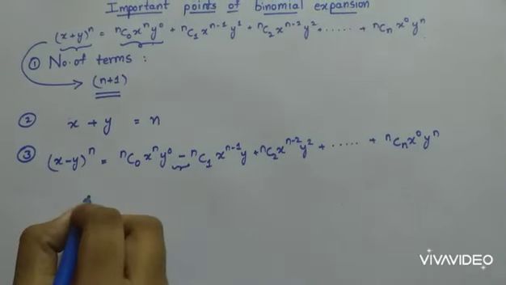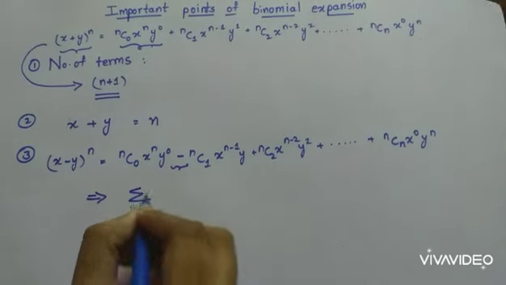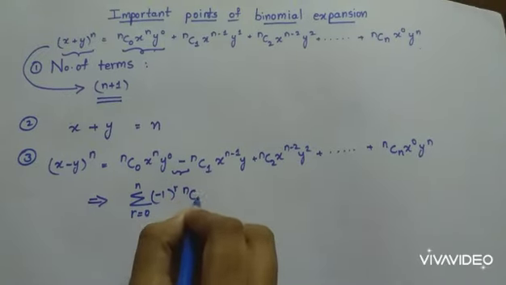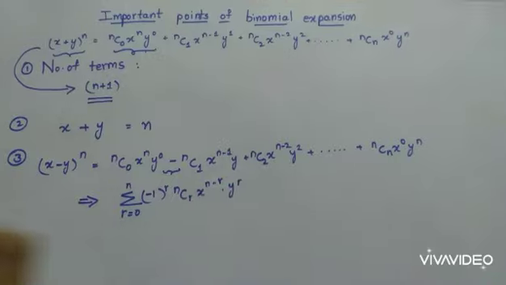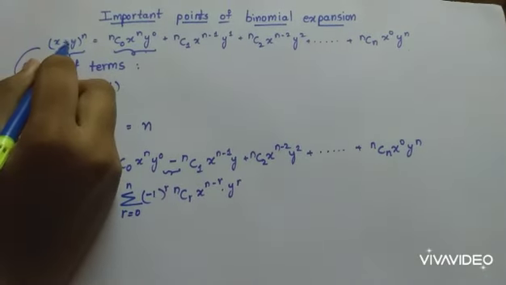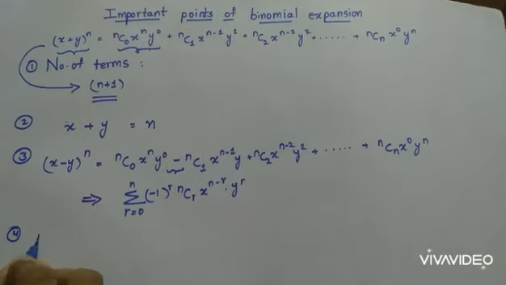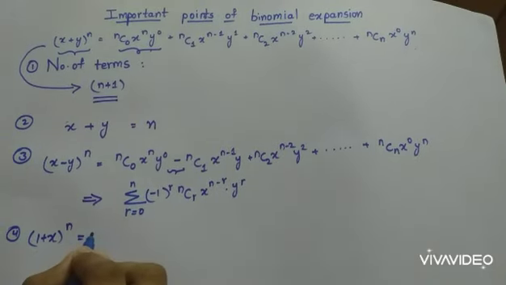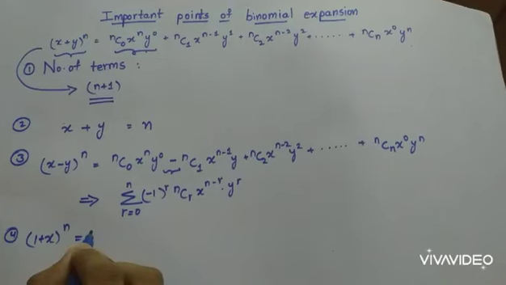This can be written in general form as the sum over r equal to 0 to n of (-1)^r into nCr into x power n minus r into y power r. If we replace x by 1 and y by x in this expression, we get the (1 + x) power n expansion, and this is most important and we use this expansion in a lot of places in this lesson.